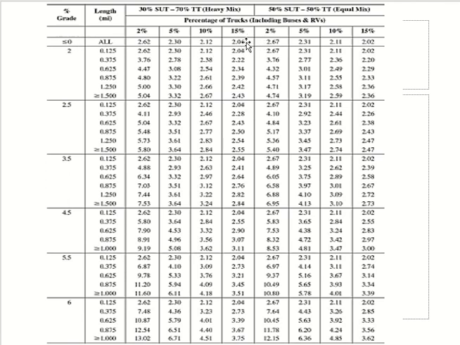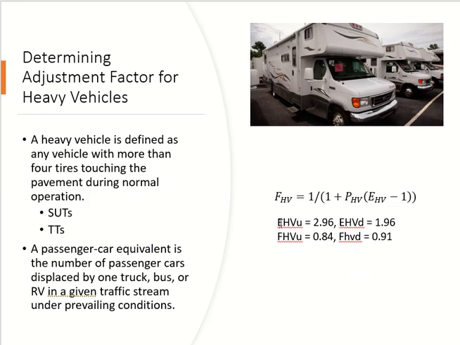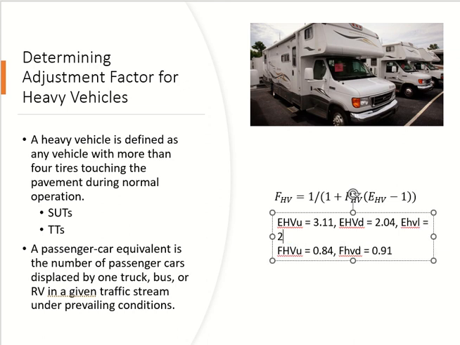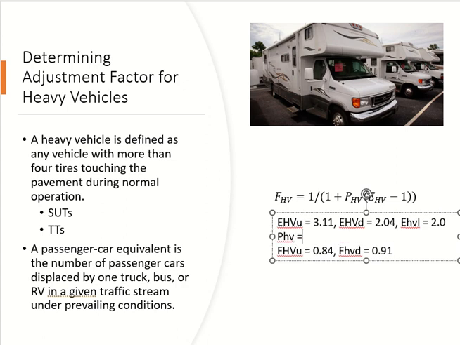Okay, so now I have my EHV values. For upward it was 3.11, for downward 2.04, and for level 2. PHV is 15%. So you will give me now 3 values for FHV.